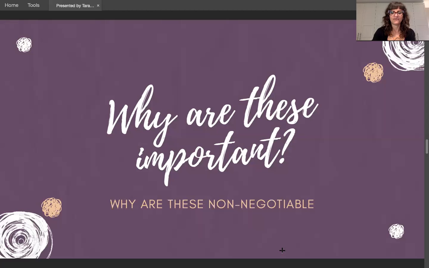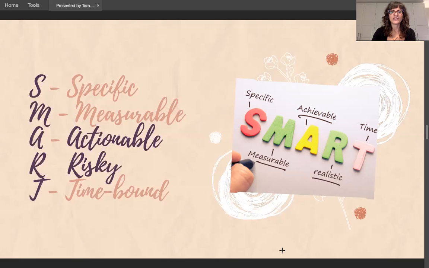So, let me see. You want it to be very specific on what it is you want to achieve. You want to have some sort of measure, so I'm going to get to this place by now. You want it to be actionable, something that you can take action on right away, and we're going to get into that a bit later. Risky, as I mentioned, and time bound.